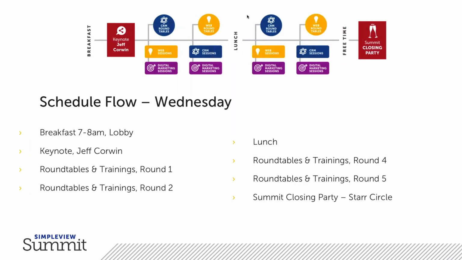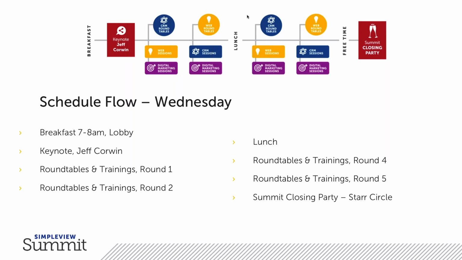Moving on to Wednesday, this is, again, a similar day to Tuesday, meant to be the primary area where we have all of our different sessions and learning opportunities, starting out with breakfast and then moving into the keynote with Jeff Corwin, which happens right after breakfast, and again, that's meant for all. That'll be in the big room. We then have a ton of roundtable training options, so that's when we have roundtables and trainings round 1 and round 2 back to back.